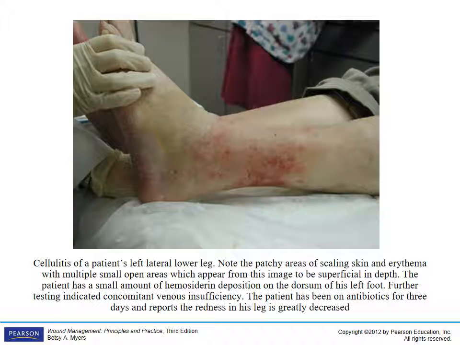Here's an example of cellulitis. You can see the patchy areas. It's red. It's multiple areas that are open. This is just classic of what dermatitis looks like.